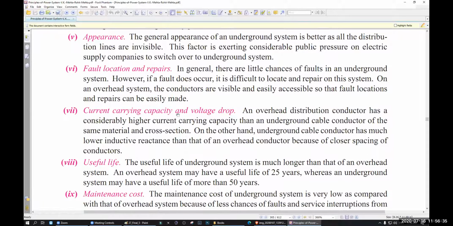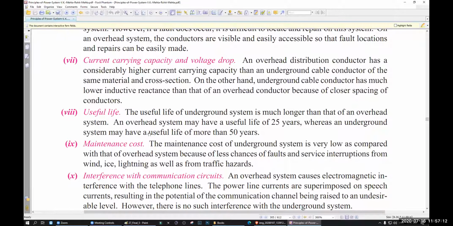Current carrying capacity and voltage drop. An overhead system distribution conductor has a considerably higher current carrying capacity. Overhead carries more current because the conductor size is bigger. You do not have to give insulators. But in case of underground, you have to give insulators, so you have to keep the current in mind. You cannot go beyond that, because if you do, your insulator will break, your insulator will melt. You cannot give the underground system more current.